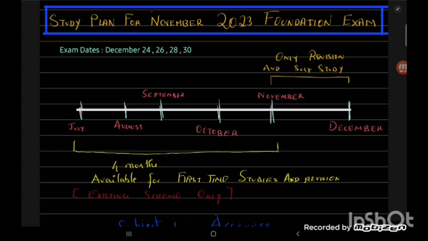Our exam dates are December 24, 26, 28 and 30. Till the exam, we have 5 months time in our hand. 4 months will be enough for first time studies and revision of all the topics. 1 month we will be doing only revision and self study before the exam.